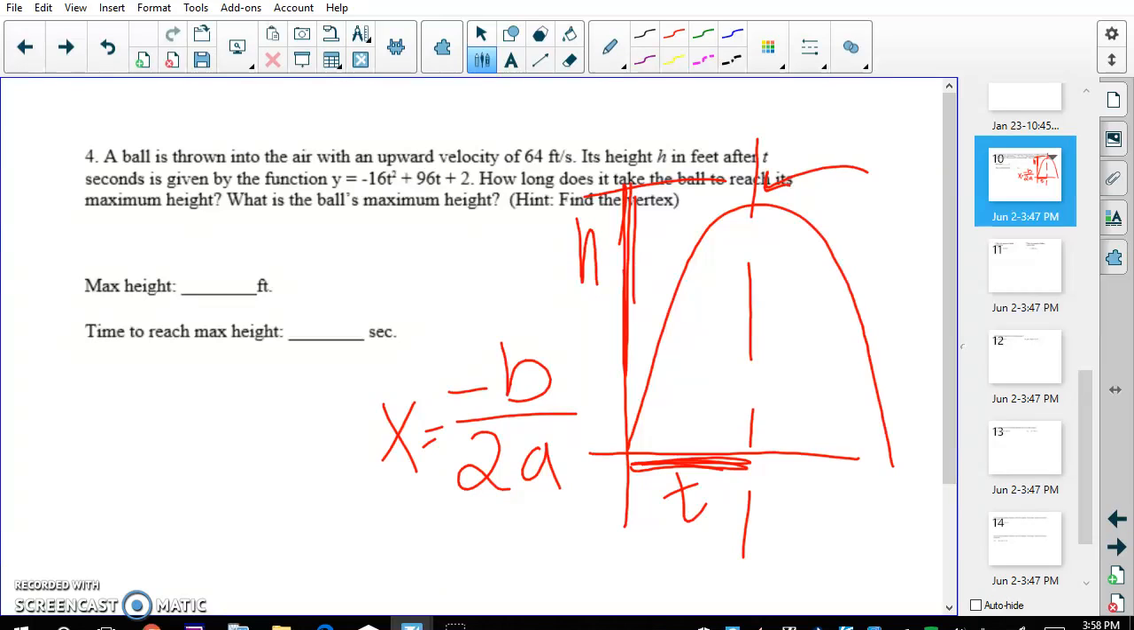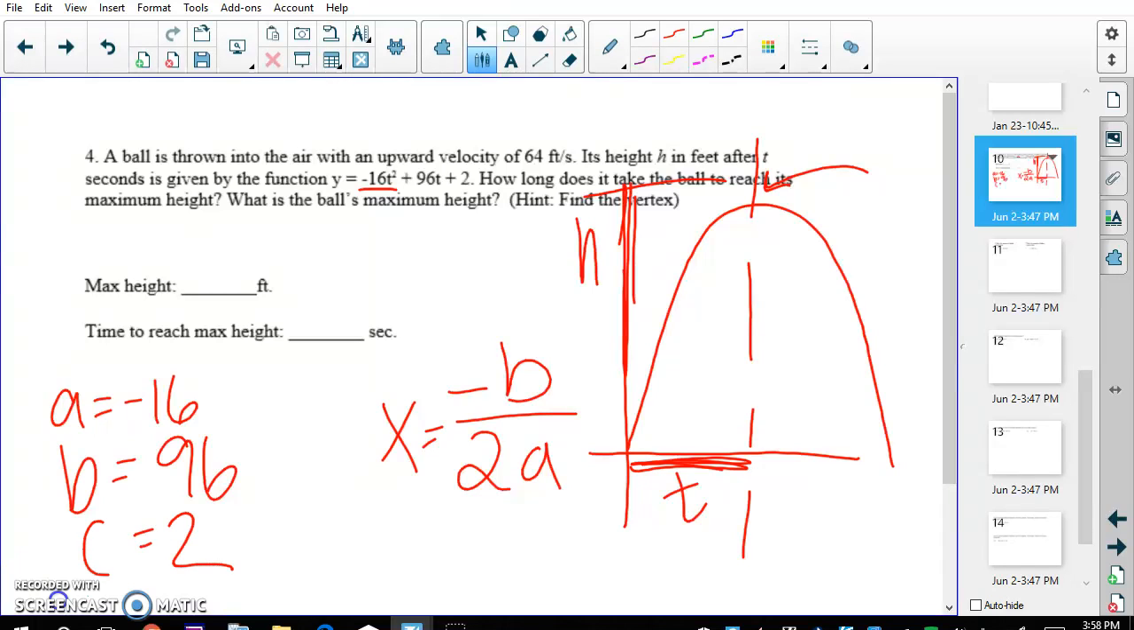So how do I know what b and all of those things are? Well, I'm just going to write down that a equals negative 16, b equals 96, and c equals 2. So if I plug in the opposite of b, I get negative 96 all over 2a, so over 32. Well, if I took out my calculator or just used my brain, I would know that that gives me 3. So that means it takes 3 seconds to get over here.